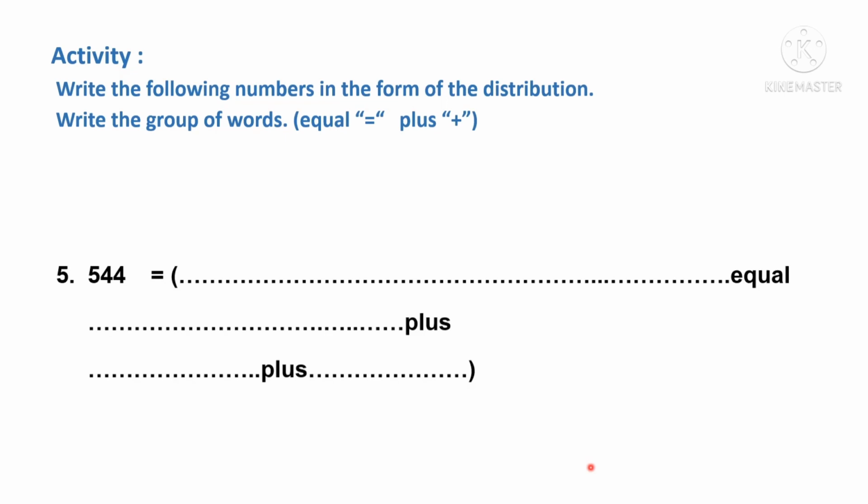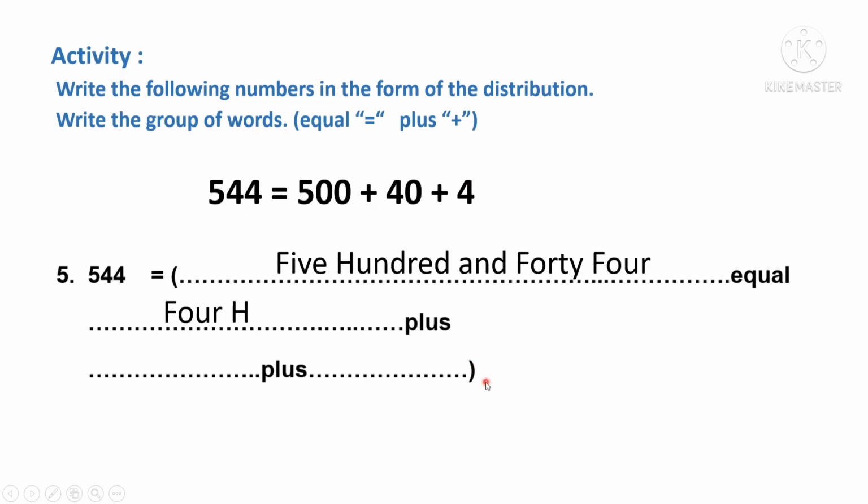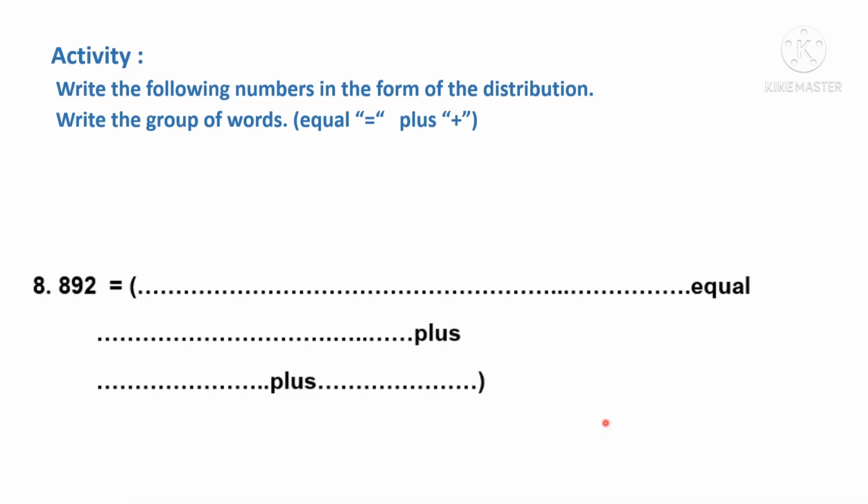Okay, let's try this example. You ready? Let's check with me. 544 equals 500 plus 40 plus 4. So we write it in words like this. 544 equals 500 plus 40 plus 4. Did you get it correct? Okay, let's try another one. Let's check.